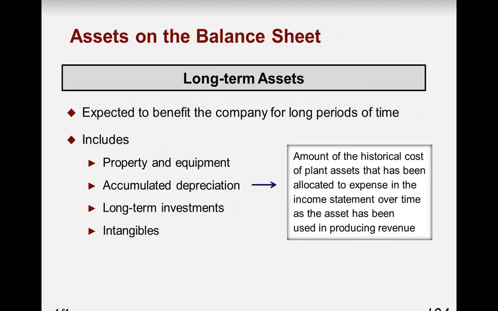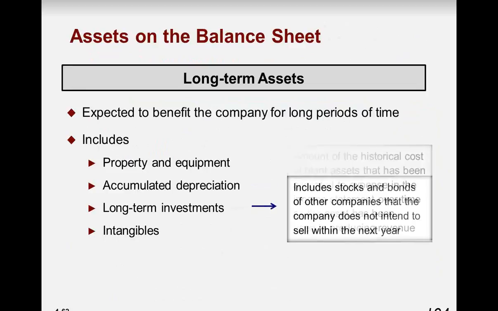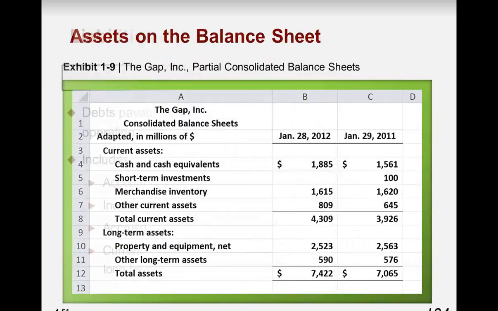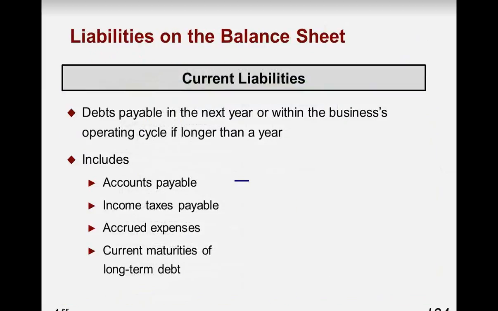Long-term would be anything that has a longer life. So property and equipment gets depreciated. We allocate its cost over its useful life, called depreciation. Intangible assets are items that you can't see, touch, or feel, such as a patent or a mailing list or a copyright, that type of item. And there's our current liabilities.